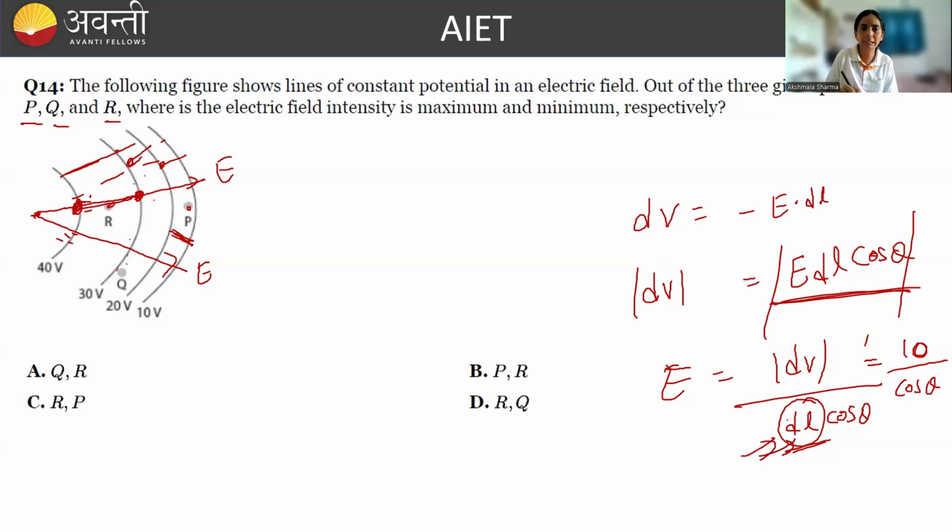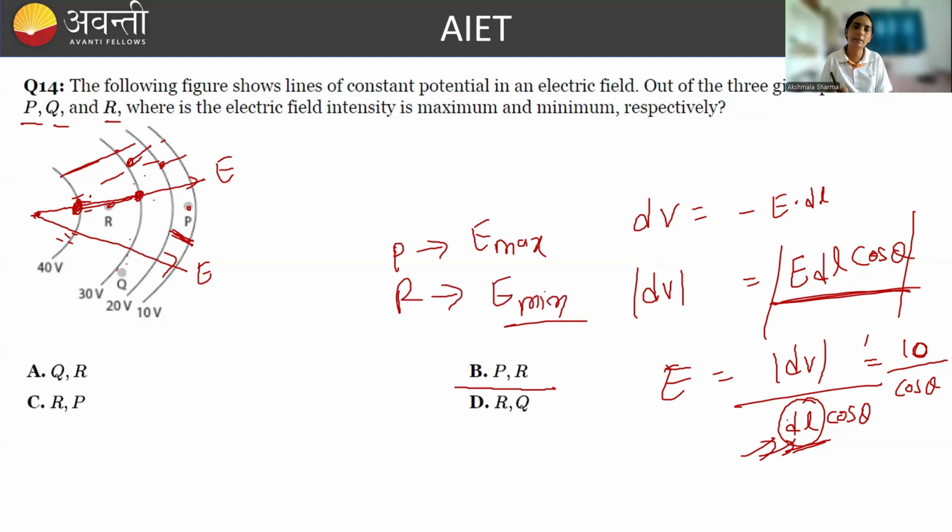So what is going to be the correct answer? The correct answer is going to be B. At point P, the electric field is maximum, and at point R, the electric field is minimum. Again, which formula do we use? dV equals minus E dot dl. So in the previous two questions, this was the formula we needed to apply.